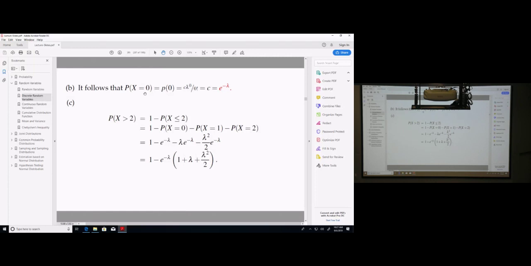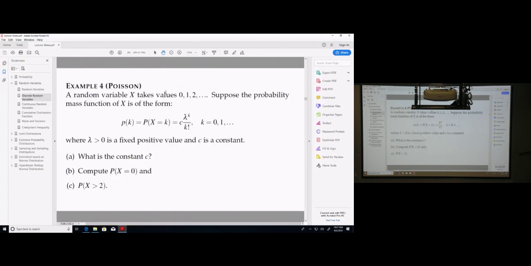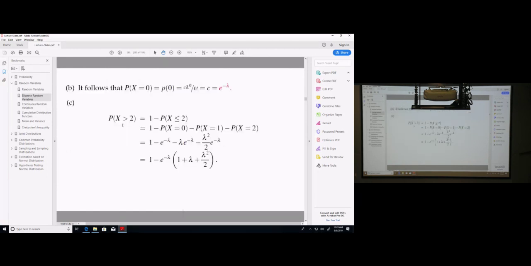So probability of x equal to 0. Oh, I switched its notation. I call it F, but here it's called P, so it doesn't really matter what is in the name, right? So evaluate k as 0 here. So C lambda to the 0 over 0 factorial.